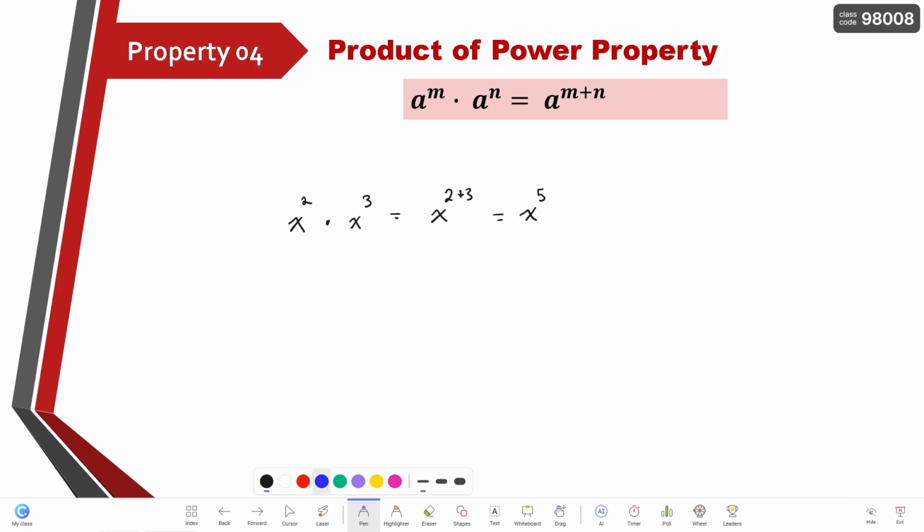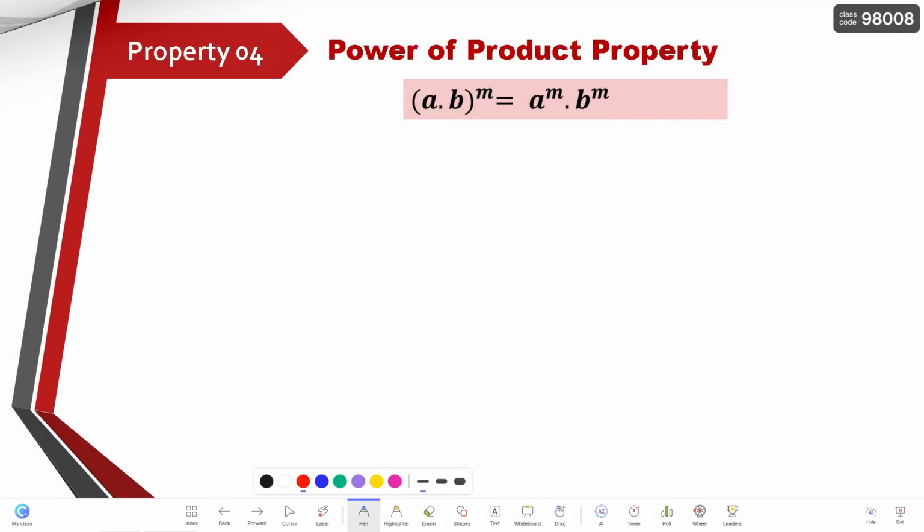But one more thing we need to clarify is that this property works only in case we have multiplication. If we have the same base in our expression and two different exponents, we can add them together. But if we have addition, this property does not work. One of the common mistakes is that some people say that a raised to the power of m plus a raised to the power of n could be written as a to the power of m plus n, and this is completely wrong.